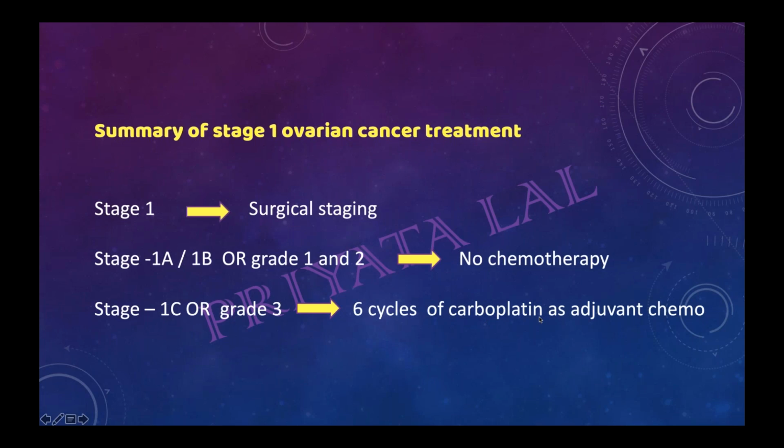Only carboplatin. This part is also important to understand, because in the rest of the advanced stages, they give paclitaxel and carboplatin, two drugs. This is the one line you have to remember. Here, stage 1C and grade 3, only one chemo, carboplatin, 6 cycles are given. So this is the summary for stage 1 treatment. Usually questions are formed this way only.